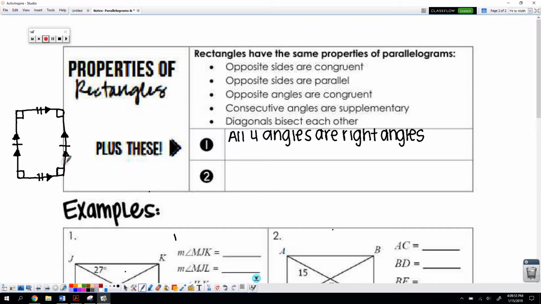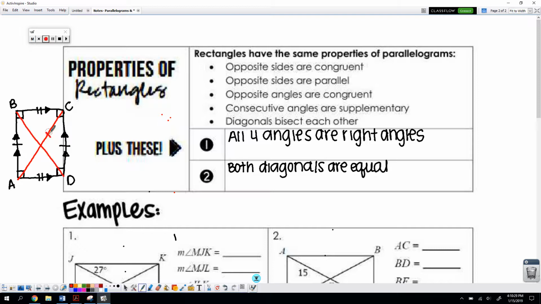Alright. And then the last thing that we need to make sure that we do is that something new is that both diagonals are equal. So what we have, and I'll put letters on here, A, B, C, and D. So what we have is actually they still bisect each other. So they cut each other in half. Then they're exactly the same size.